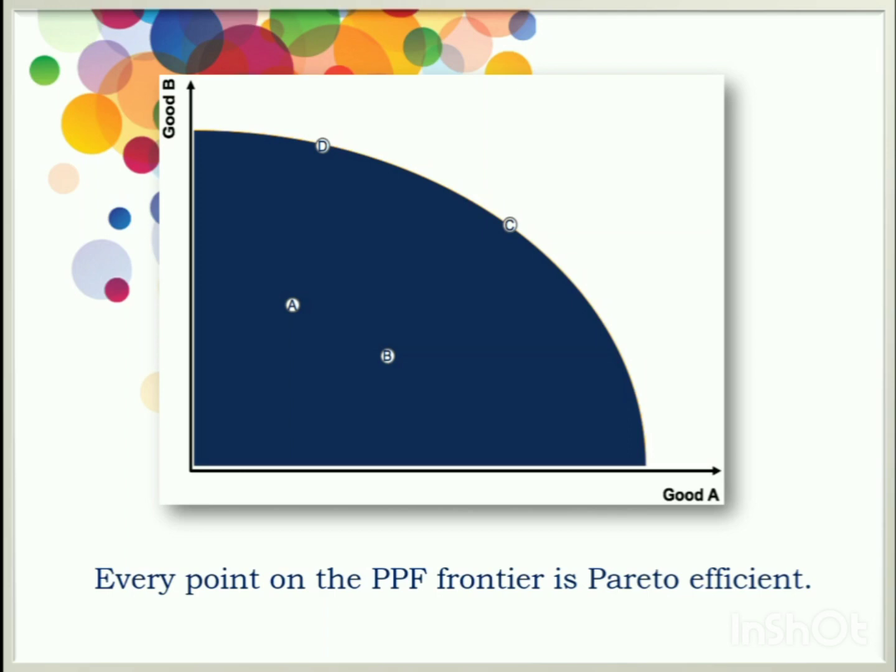Points C and D are Pareto efficient because there is no Pareto improvement possible. Increasing the output of one good would decrease the output of the other good. Therefore, every point on the production possibility frontier is Pareto efficient.